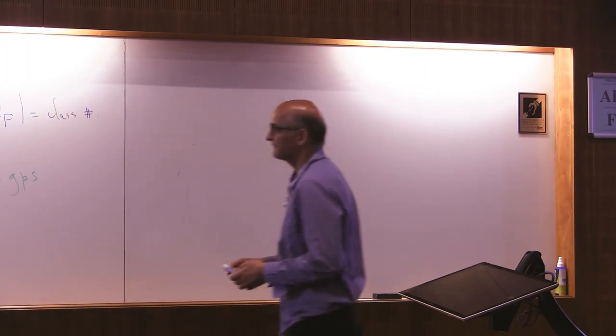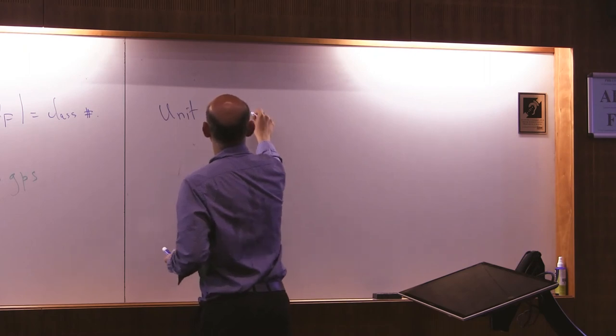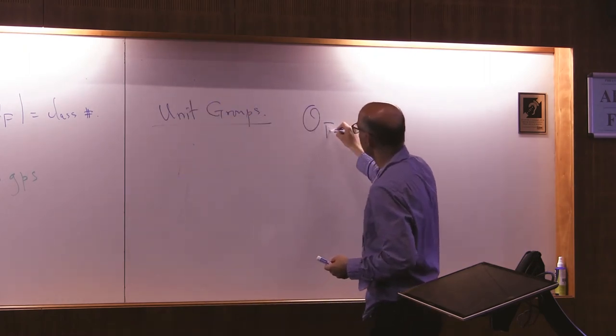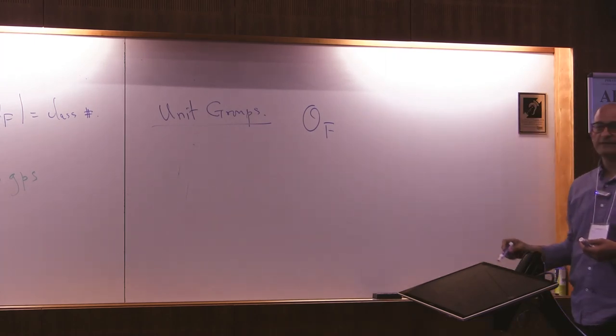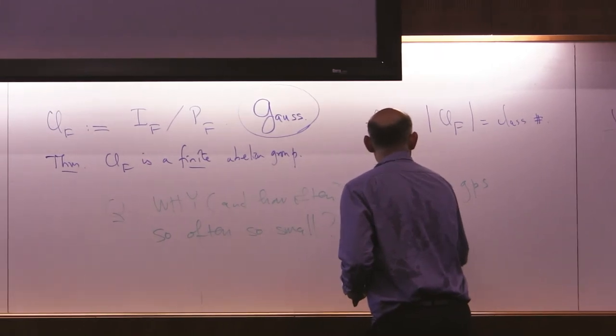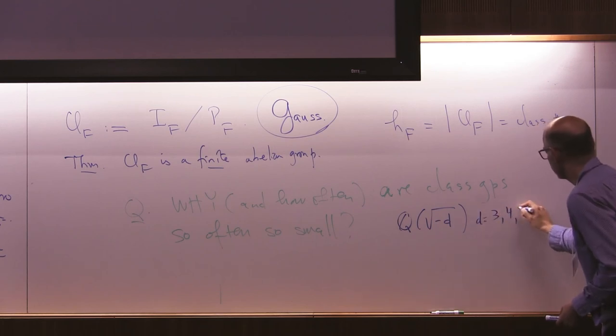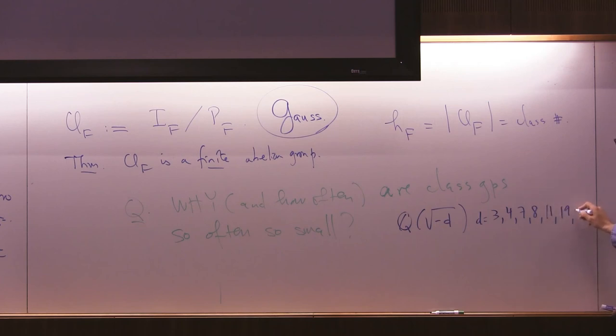Okay, so you have the class group, you have the class number. Then the next thing I have to tell you about is the unit group. But first, I should give you some examples of class groups. Take Q(√-D), where D is, say, 3, 4, 7, 8, 11, 19, 43, 67, and 163. The class number here is always 1. There are nine of these: 1, 2, 3, 4, 5, 6, 7, 8, 9. Good. For any other negative D, the class number is bigger than 1.